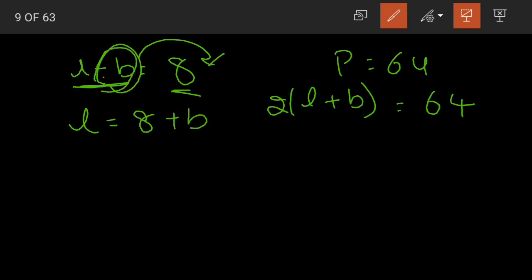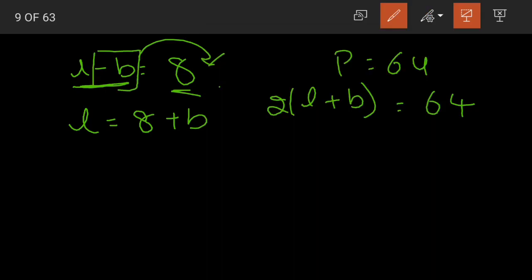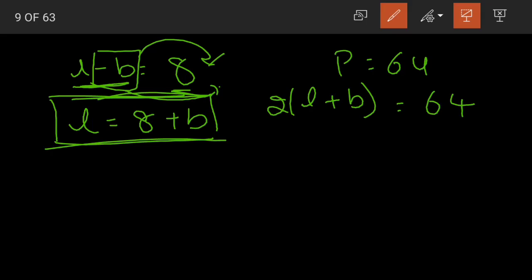Here B is in subtraction. So when it goes to the other side, it becomes addition. Understood, children? L minus B, when it goes to the other side, becomes plus B. The value of L is how much here? The value of L is 8 plus B.